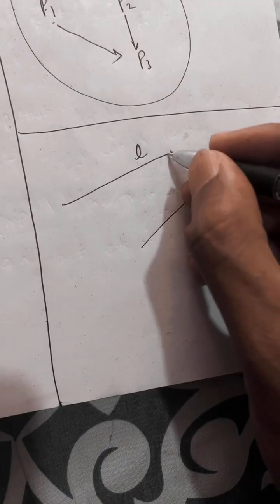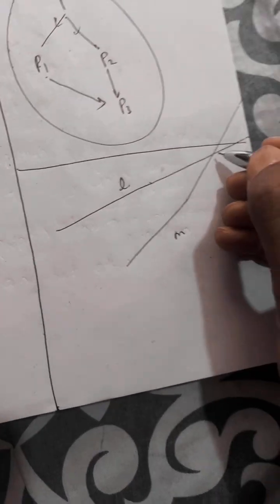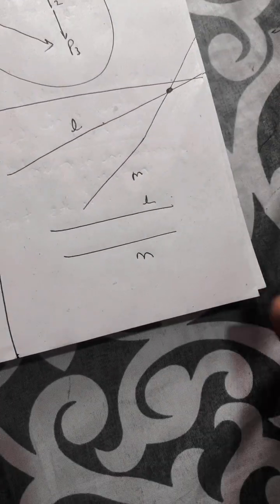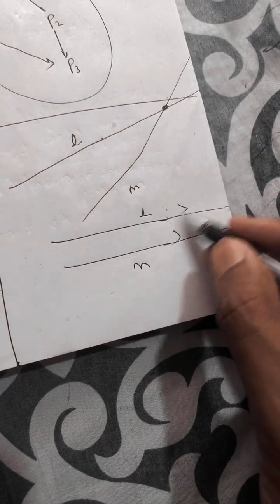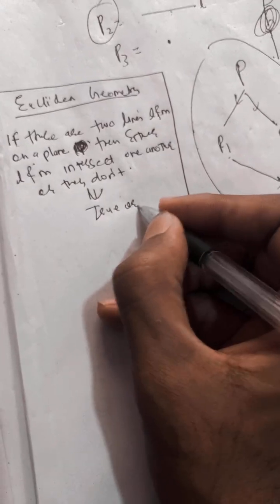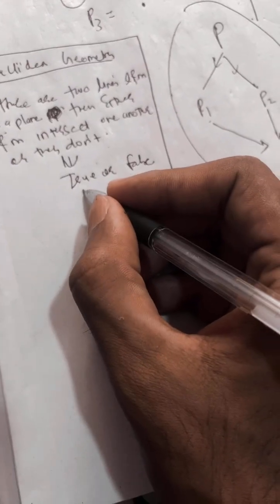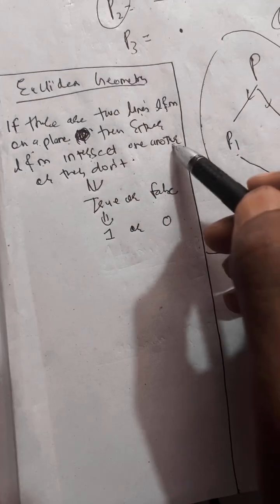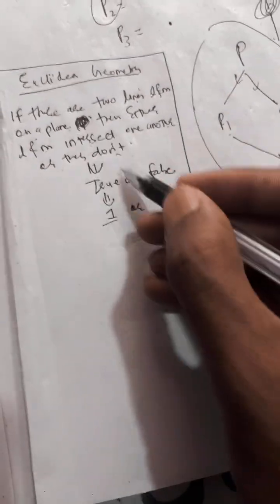There are only two options. Either we extend this line and we see, yes, here they are going to intersect. Or if there are two lines L and M given, they don't intersect here. They will never intersect. This is parallel. So there are only two options. Either they intersect or they don't. So we can say this statement is either true or false. True we can represent by 1 or false by 0, right? This is just a notation. So this statement is either 1 or 0, true or false.